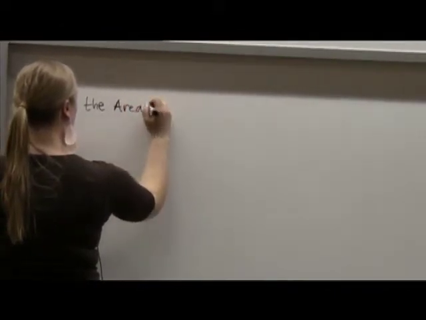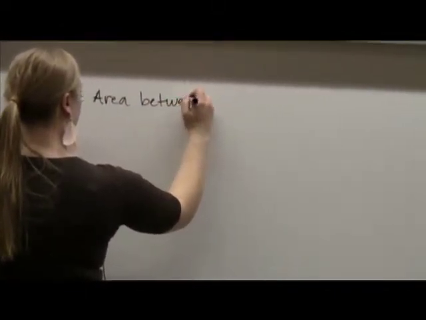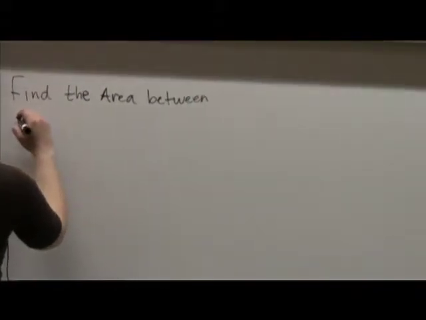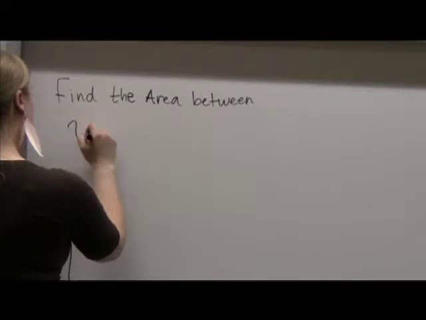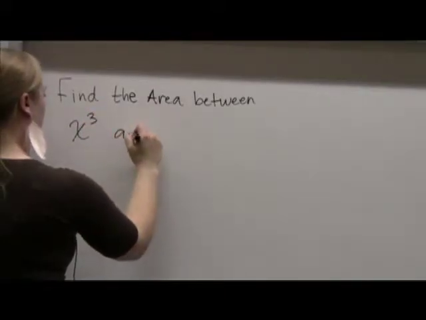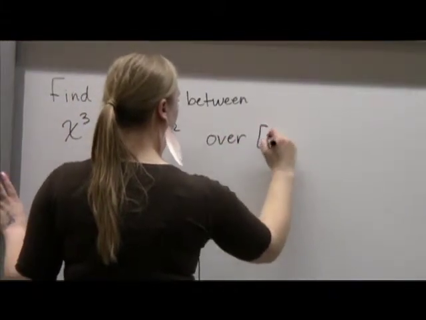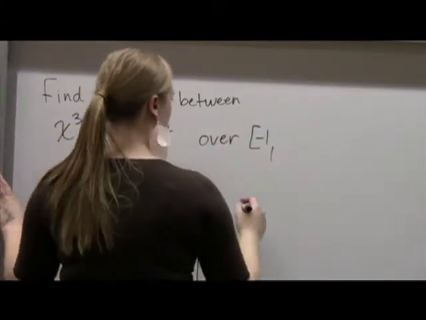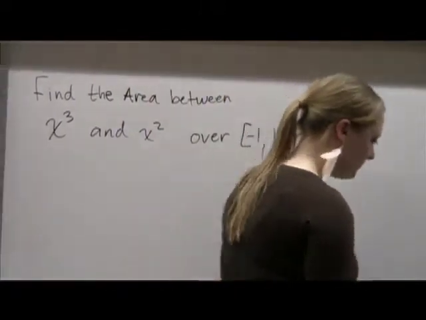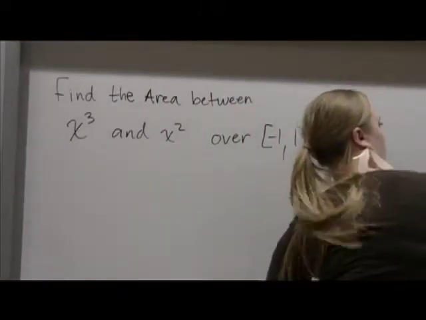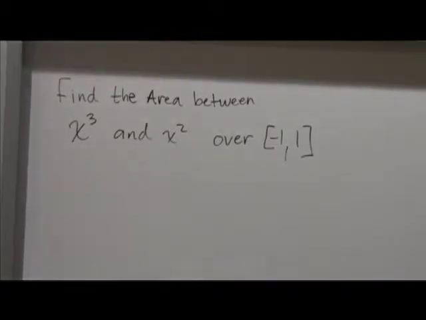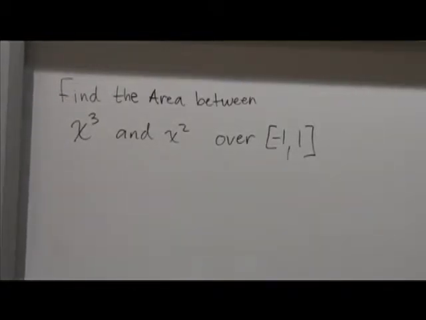Area between... oh, that would be awful. No, let's do an easy one. Well, yeah, let's do this one. x cubed and x squared, from -1 to 1. Do you guys know your steps on this?